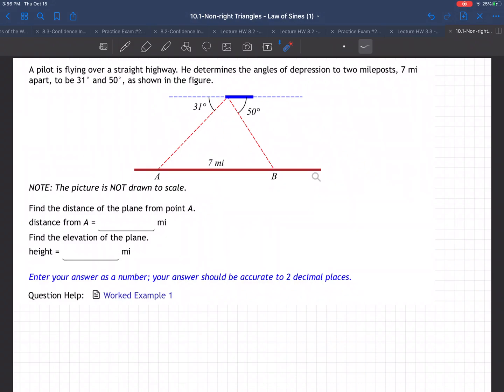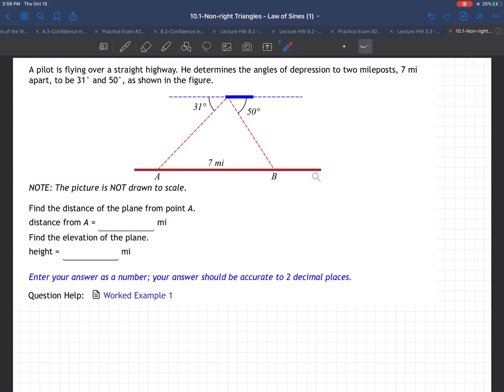Here's an example in which we've got a pilot flying over a straight highway. He determines the angles of depression to two mileposts, 7 miles apart, to be 31 degrees and 50 degrees as shown in the figure. So you see you've got milepost A and milepost B. They're 7 miles apart. See the 7 right there.